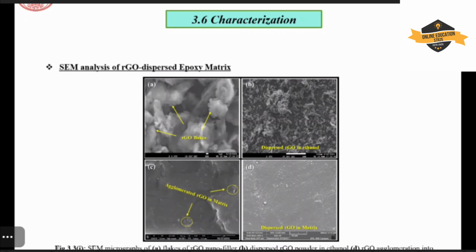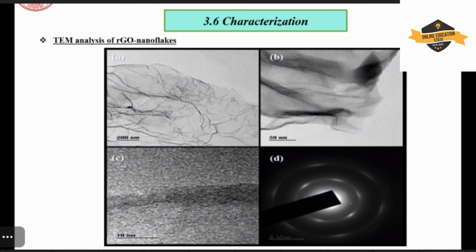So this is the SAM analysis, that is the microscopy analysis of the reduced graphene oxide which we have synthesized into this epoxy matrix. Here the RGO flakes are identified in our SAM micrography testing, which shows the uniform dispersion of the material in this matrix, that is our polymer epoxy matrix. So this is a further analysis.